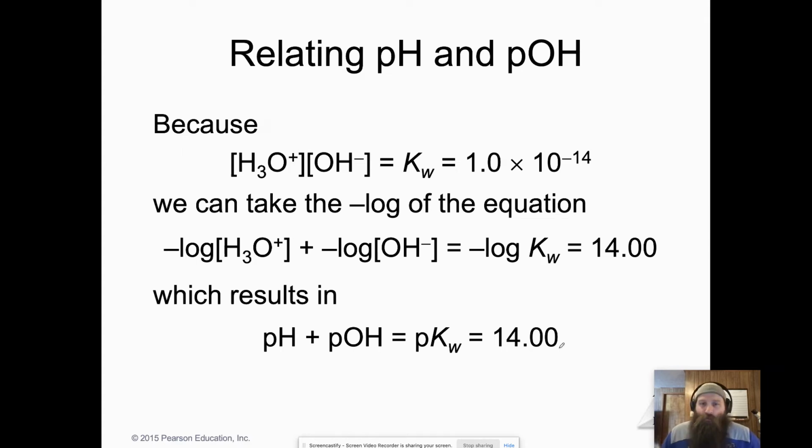Now we can put pOH and pH together, like I just said a minute ago. We know that the multiplication of the concentration of hydrogen ions and hydroxide ions is going to give you 1 times 10 to the 14th. And remember, that's Kw, all right? We can take the negative log of that equation, and we can get 14. pH plus pOH equals pKw, or 14.